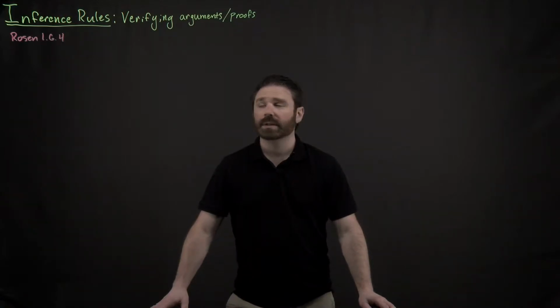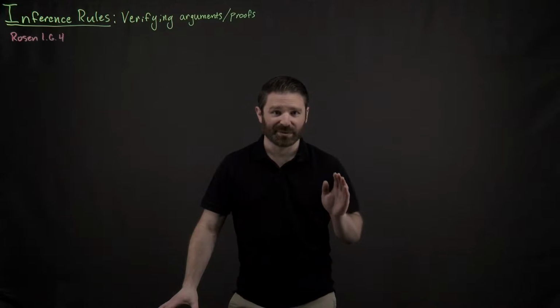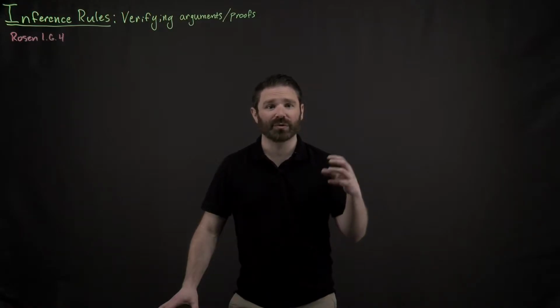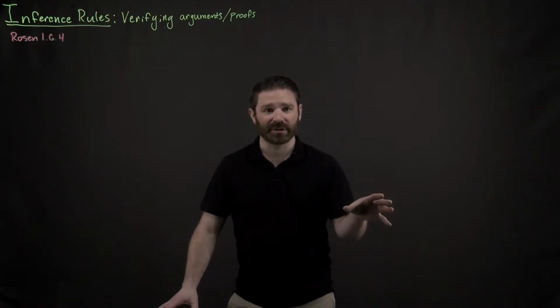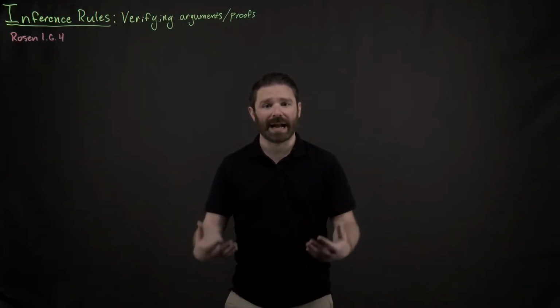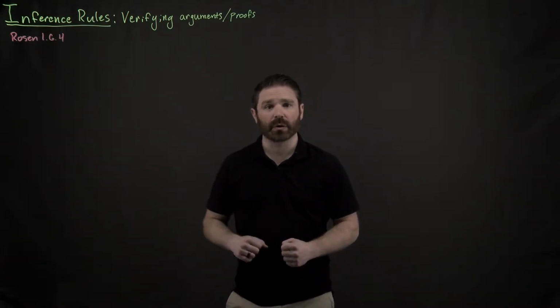So now that we've spent time with our basic inference rules, which, by the way, it's a really good exercise to go through that table 1 in Rosen 1.6.3 and reprove for yourself in a variety of different ways that each one of those is true. But in any case, now that we know that, let's go ahead and try to put that into practice. We're going to put that into practice by verifying an argument or a proof.